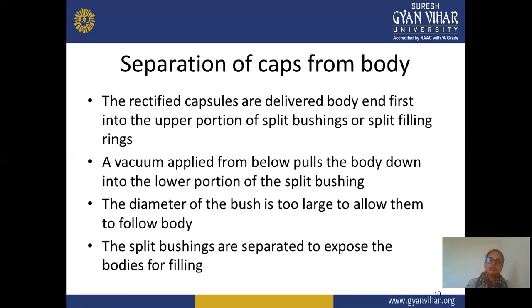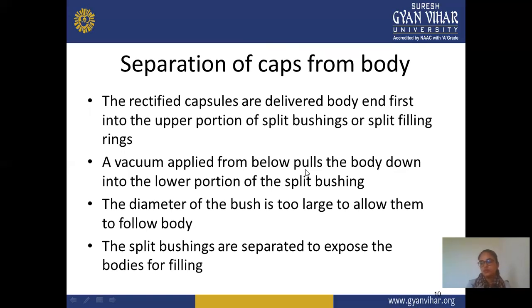After rectification, the second step is separation of the cap from the body. Hence, first you put your capsules on the tray, and you should make sure that all are in the same direction or same line, all capsules are downward and the body parts are on the downside. Next is separation of the cap from the body. In this, you separate out the cap from the capsule.